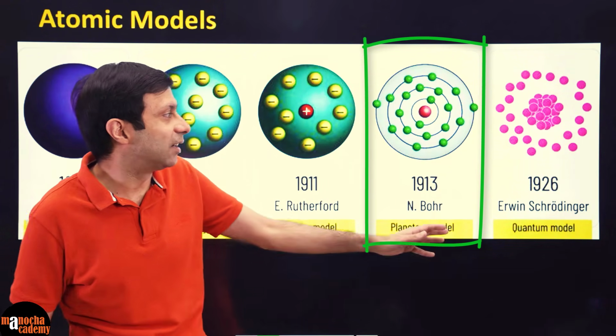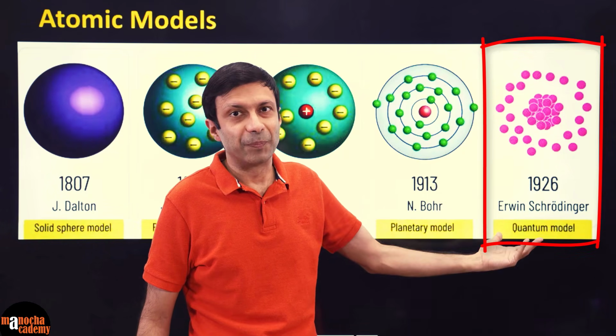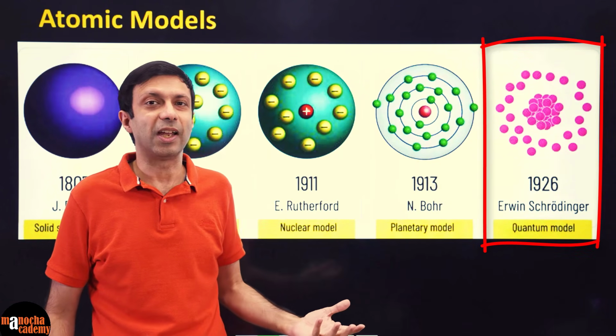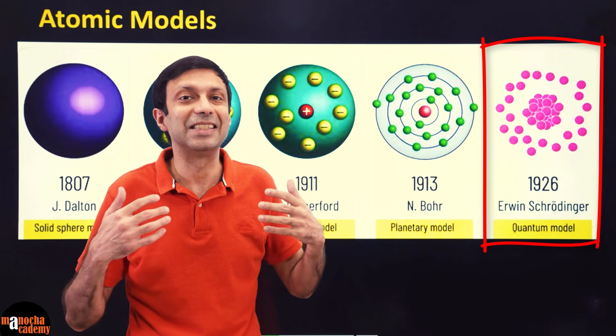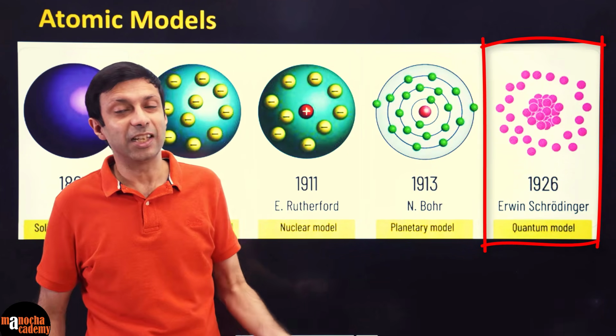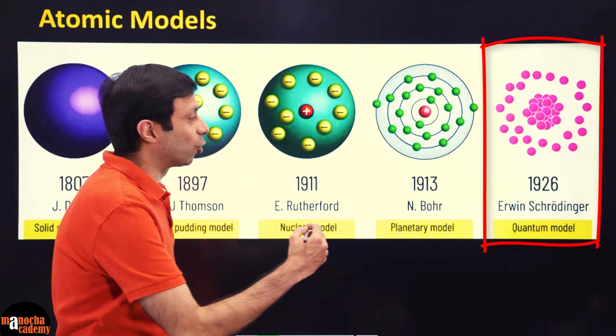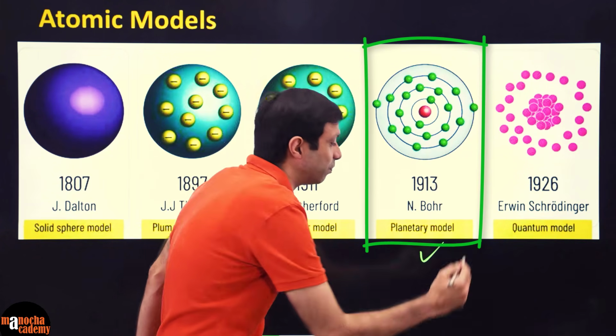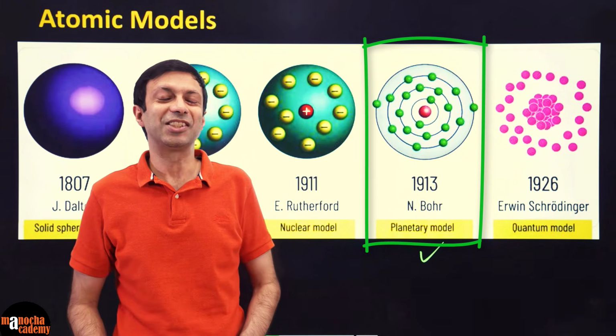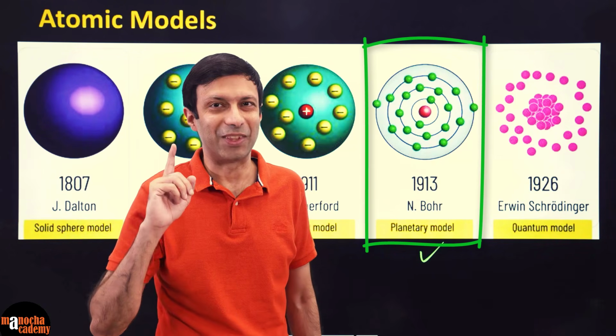And many years later, Erwin Schrödinger proposed the quantum model of the atom, where the electrons are considered as waves. But in this video, our focus is going to be on the Bohr's model of the atom. So let's dive into the Bohr's model of the atom.